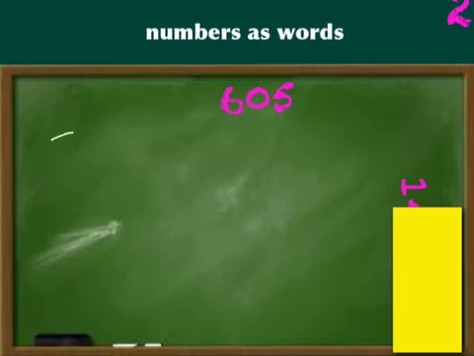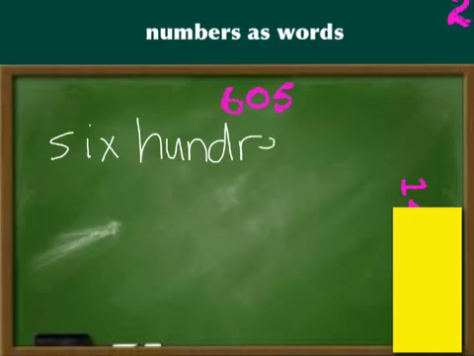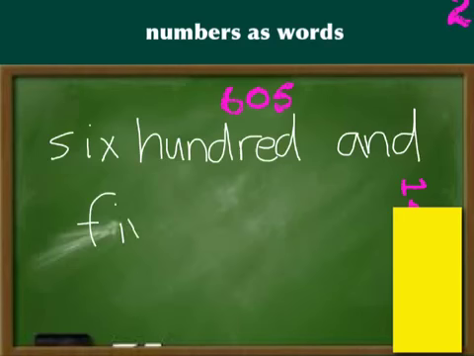I've got these words to show what's in the hundreds column. 600. And then I've got nothing in the tens column there. So it's just 600 and there's my 5. 5 ones. 605.